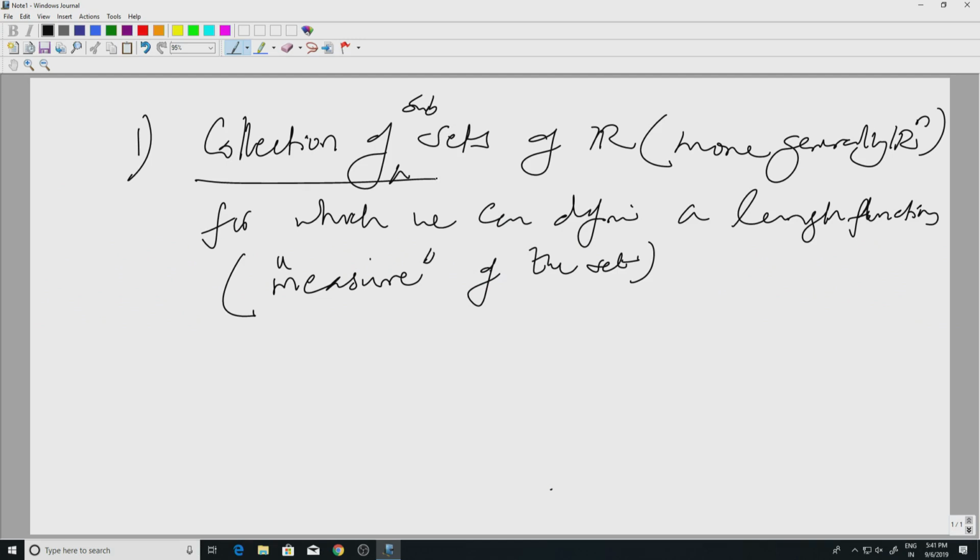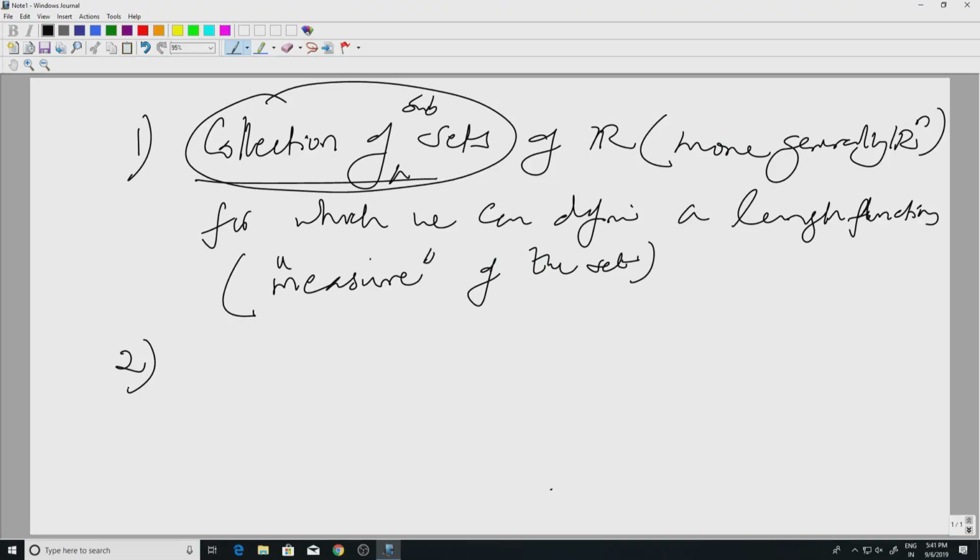So, whatever notion of measure you already have in R2 and R3 should continue to hold when we define this more generally in Rn for sets which are much more general than intervals, squares, rectangles or balls and so on. Okay, that is one thing. So, the collection of sets should contain the sets which we already know, like the intervals, like the balls, like the squares and so on, right.